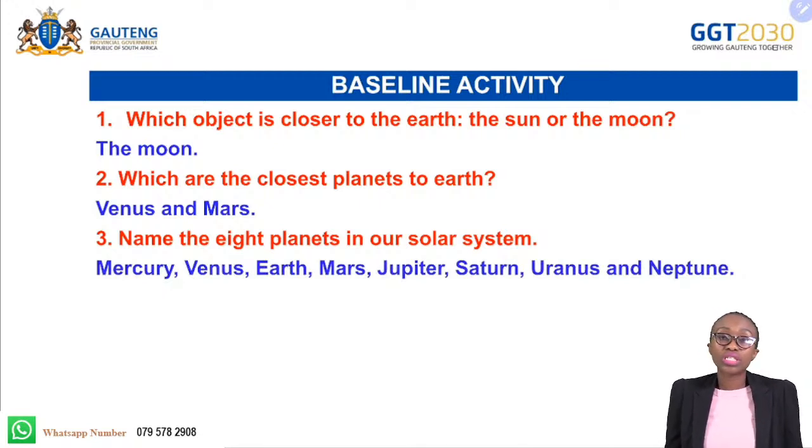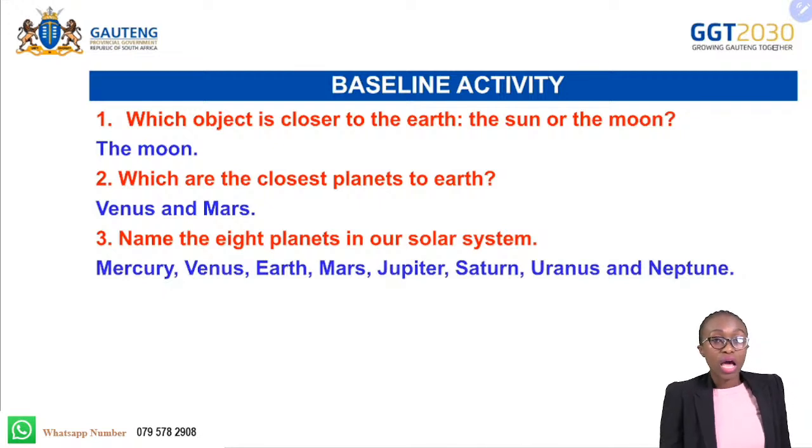If you notice, I've written them in the order that they come in from the sun. The planet that is closest to the sun is Mercury, followed by Venus, Earth being the third planet from the sun, and then we have Mars, Jupiter, Saturn, Uranus, and Neptune. I'm going to give you 1 minute to copy down the corrections.